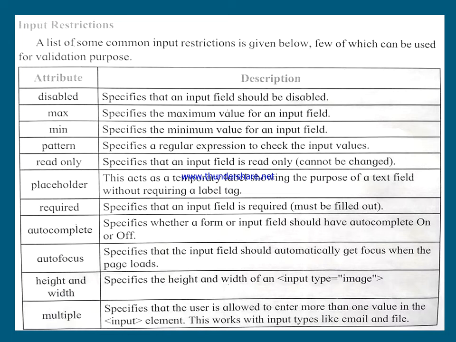Specifically, when you want to allow more than one entry, you can use the multiple attribute of the input tag. Already we discussed multiple in the select tag, so that is used for selection of more than one value. Here the multiple attribute is used to enter more than one value in the input element. This works with input types like email and file.